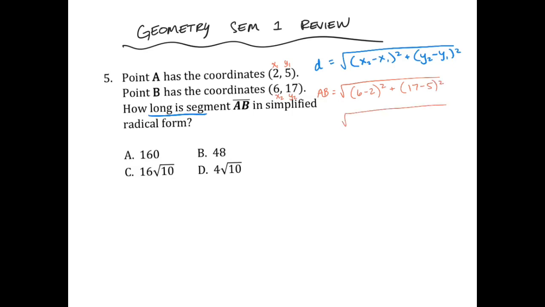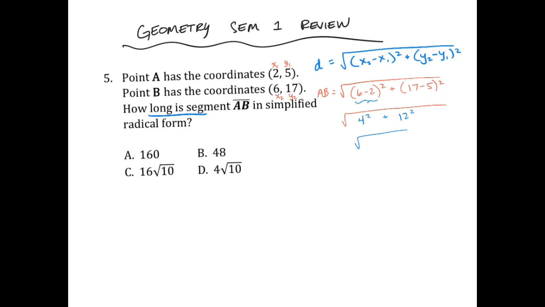Alright, then we're going to run through the order of operations, which says do the parentheses first. So I'll do the 6 minus 2 and I'll get 4, and it'll be squared eventually. And 17 minus 5, which is 12, which will be squared eventually. Alrighty, so I have the square root of 4 squared plus 12 squared.